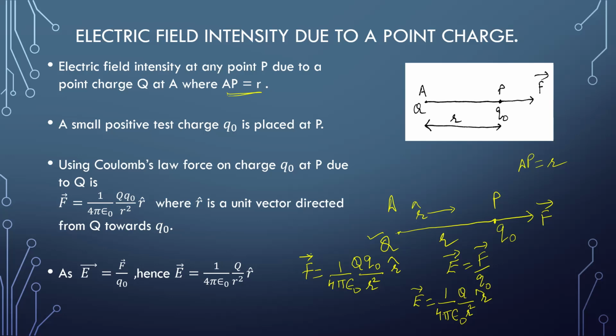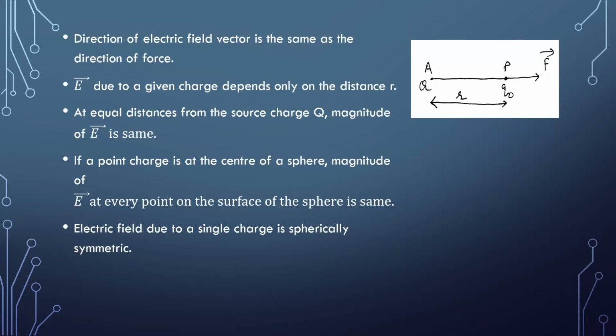And what will be the direction of E vector? It will be the same as the direction of the force vector F, right? So E will also be in the same direction as F, that means away from the source charge. So the direction of the electric field vector is the same as the direction of force, as I have told you just now.